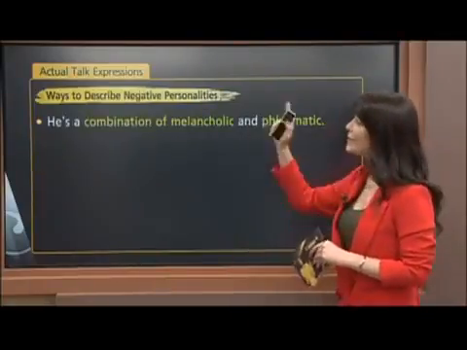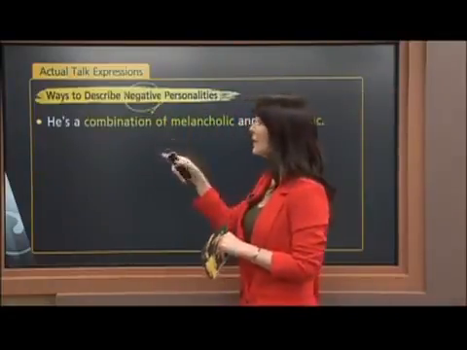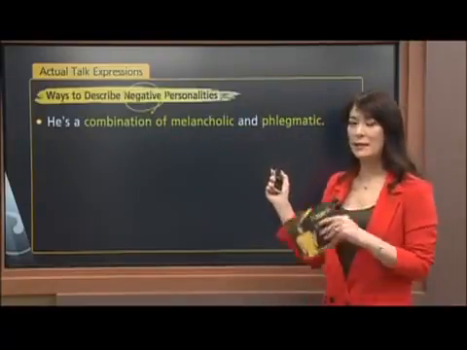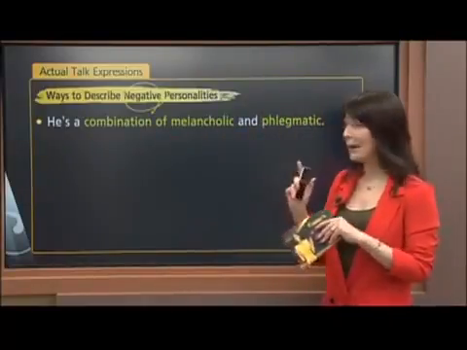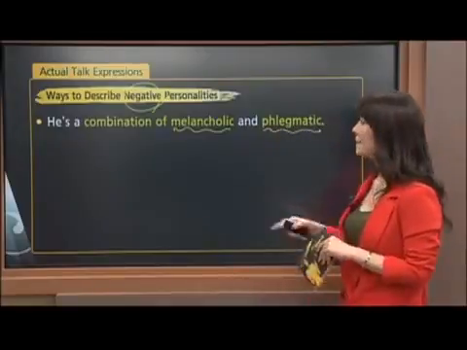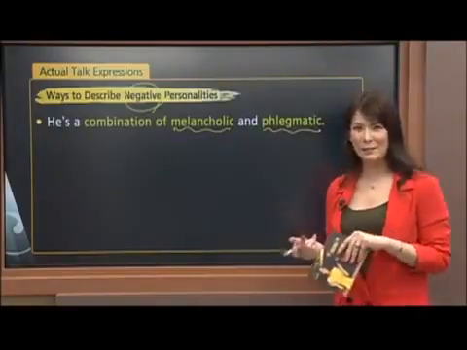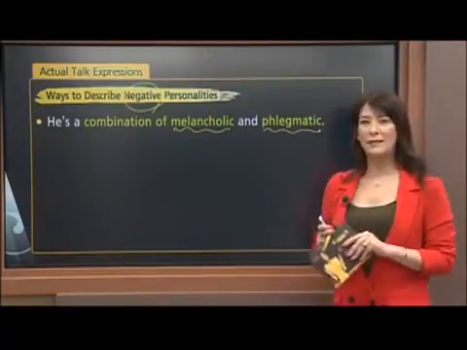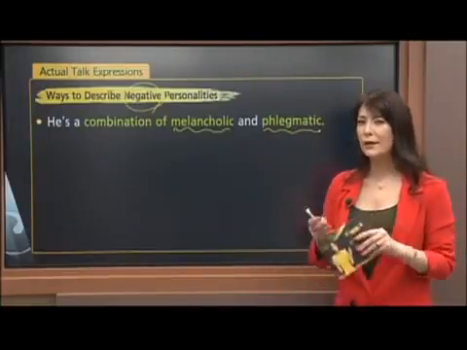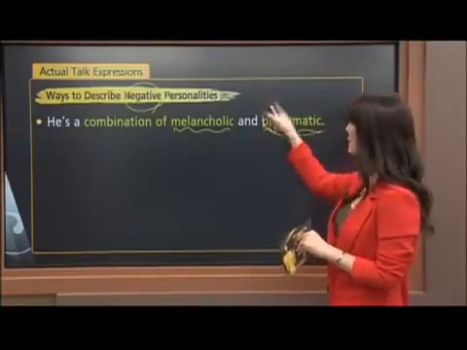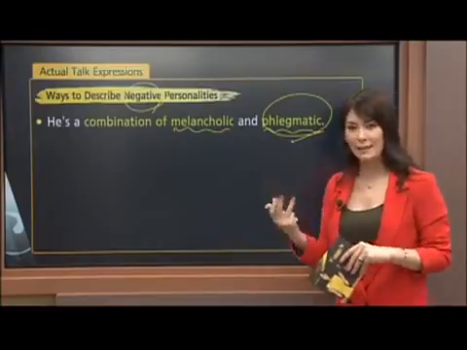Moving on to, now, ways to describe negative personalities, okay? Let's talk about the negatives now. He's a combination of A and B. So you can say he's A and B. A great way to say that is he is a combination of melancholic and phlegmatic, okay? Melancholic is what? Kind of gloomy. Not so depressed, but kind of gloomy. And also phlegmatic is someone that does not really have or show emotions. Someone that's always very, very calm, okay? So melancholic and phlegmatic. This, once again, means very calm. Someone that does not get excited very easily, okay?